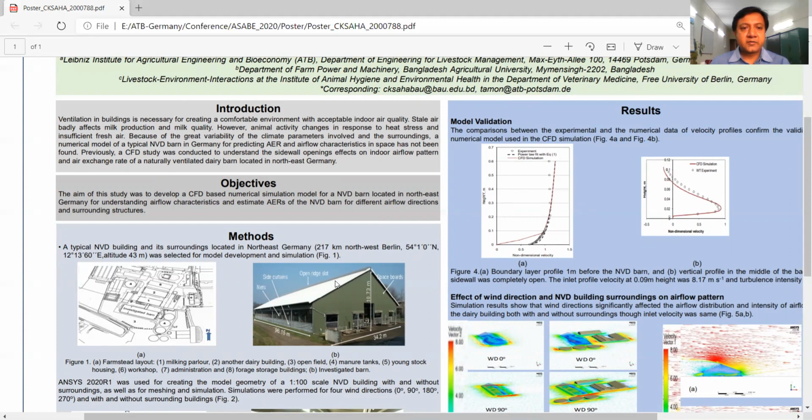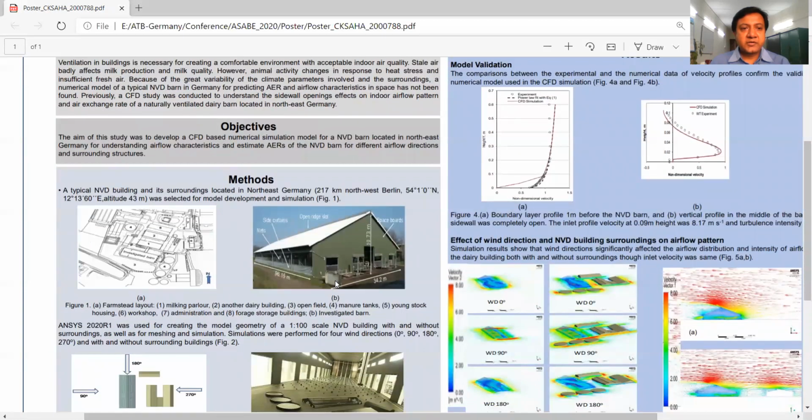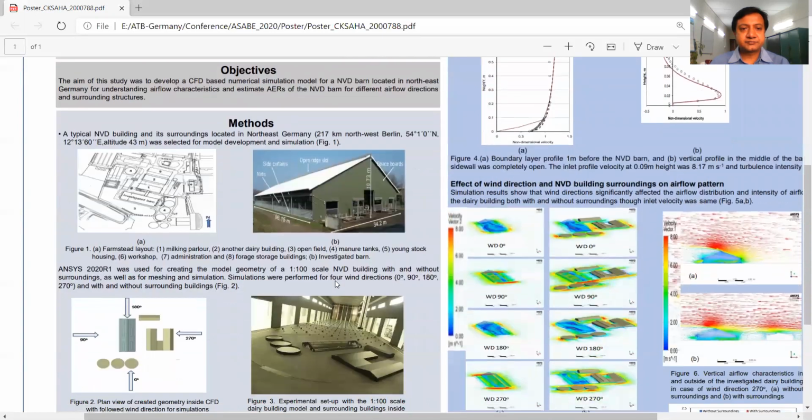Because of this great variability of the climate parameters involved and the surroundings, a numerical model of a typical natural ventilated barn for predicting air exchange rate and airflow characteristics in the space has not been found. Therefore, the aim of this study was to develop a CFD-based numerical simulation model for a natural ventilated barn located in Northeast Germany for understanding airflow characteristics and estimating the air exchange rate of the natural ventilated dairy barn for different wind directions and surrounding structures.